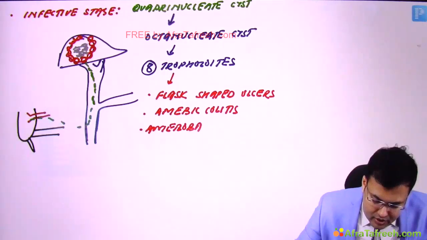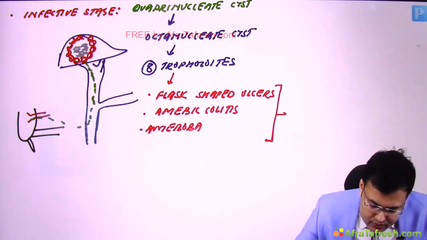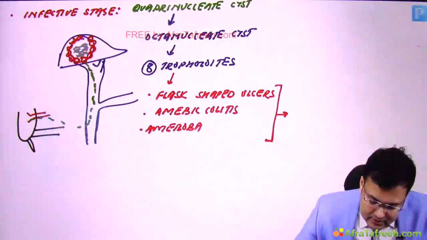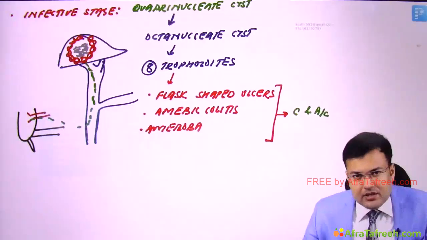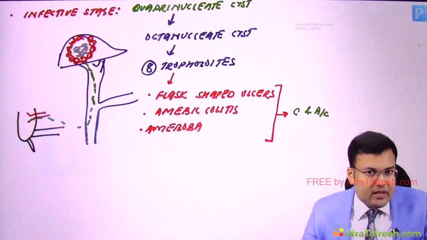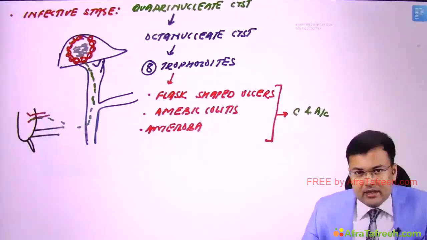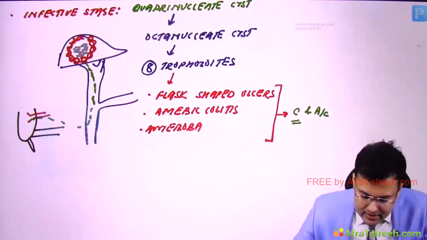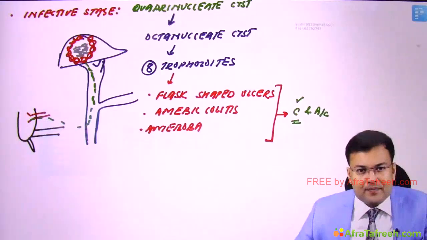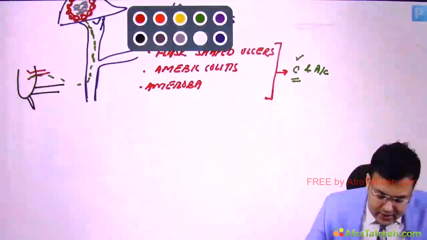Clear? For all these three, the most common site is the cecum and ascending colon. In the majority of questions, both options are mentioned together. But suppose cecum and ascending colon are given separately in the question, then which one should be marked? If both are given separately, cecum should be marked. Clear?